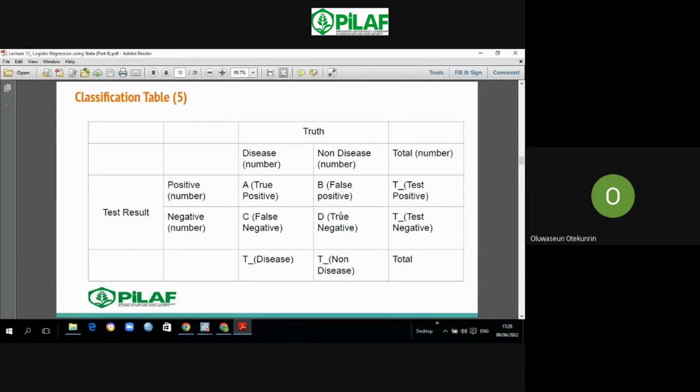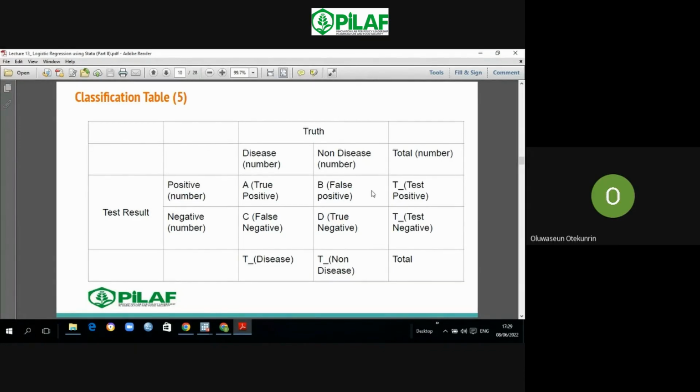If you look at cell D, you have true negative there. It means subjects do not have the disease, and the test also says they do not have the disease. Negative, true negative. If you look at cell B, false positive. This one identifies individuals with no disease, but the test result is saying that they have disease. Originally they don't have any disease, but when they went for the test it is positive. That is false positive.